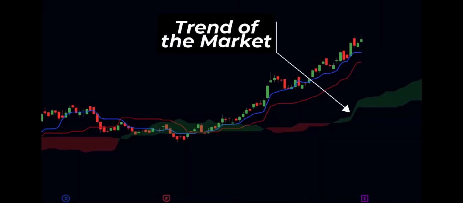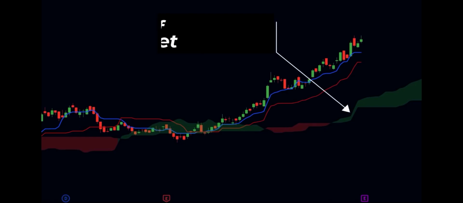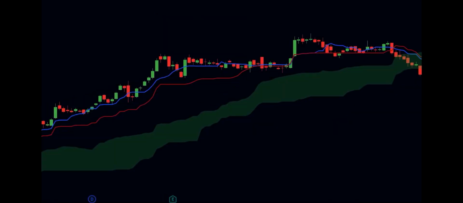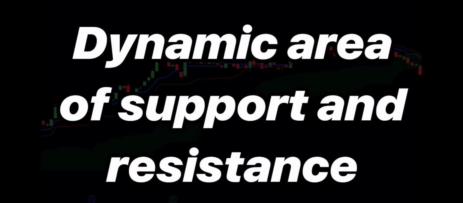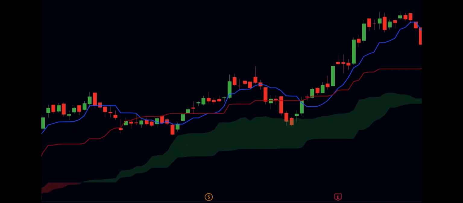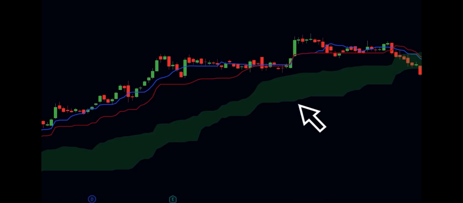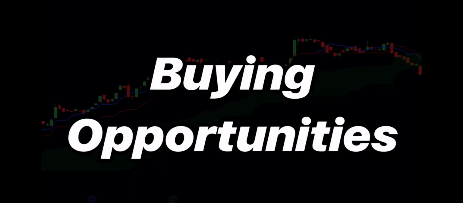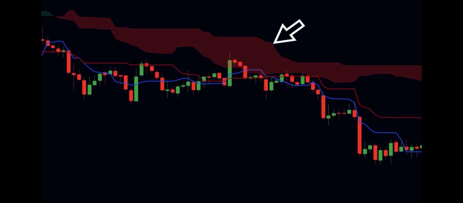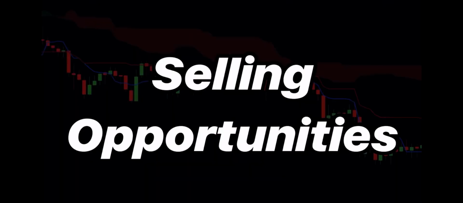The Ichimoku Cloud can be used to identify the trend of the market. When the price is in an uptrend, the price will stay above the cloud and the cloud will be green in color. The cloud is very similar to the moving average indicator. Just like moving averages, the cloud will also act as a dynamic area of support and resistance. So, in an uptrend, the price will find support in the cloud, and in a downtrend, the price will find resistance in the cloud. When the Ichimoku Cloud is green, we will look for buying opportunities only. And when the Ichimoku Cloud is red, we will look for selling opportunities only.